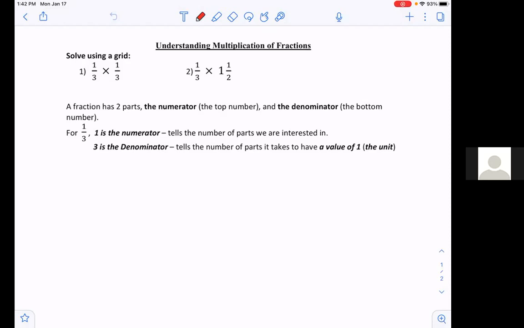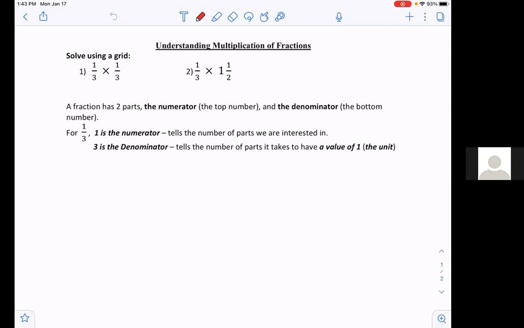Today we are going to focus on understanding multiplication of fractions, and we are going to use something like a grid, a square grid, a rectangular grid. Now we are going to solve two questions. One that involves proper fractions, and the second one involves a proper fraction and a mixed fraction.